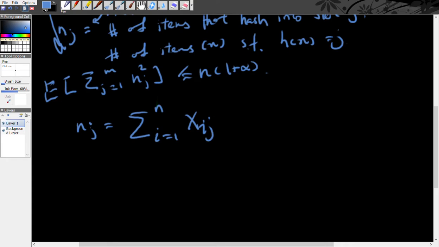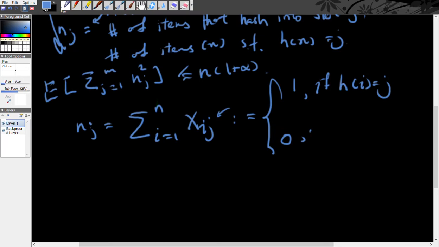This is defined as an indicator random variable because it can only take on 2 values. It takes on 1 if h of i is equal to j, and 0 otherwise. So if h of i is not equal to j, you can only have these two possibilities. You can't have something in between. In this case, this is just by definition.